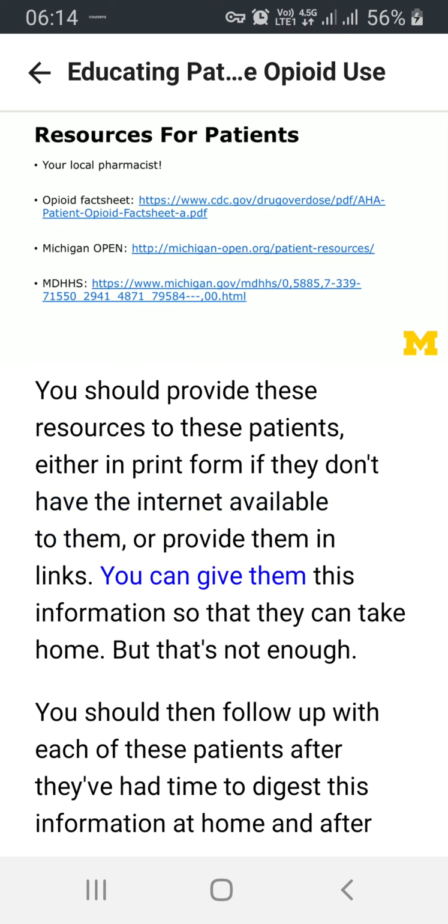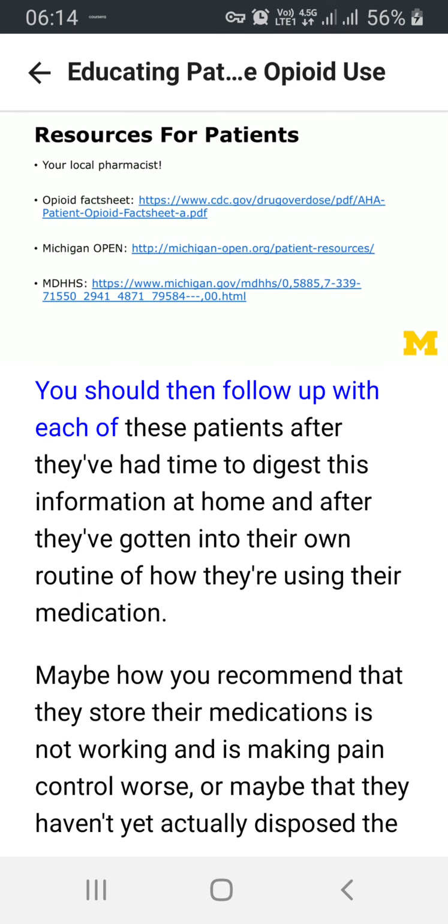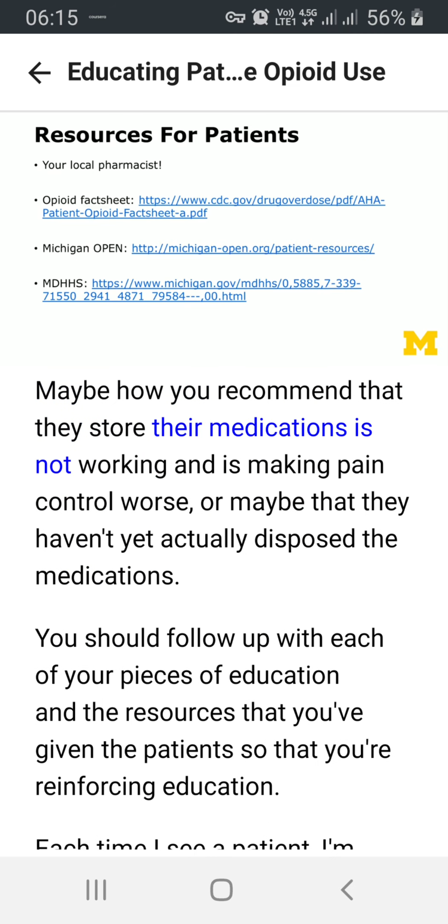You can give them this information so that they can take home, but that's not enough. You should then follow up with each of these patients after they've had time to digest this information at home and after they've gotten into their own routine of how they're using their medication. Maybe how you recommended they store their medications is not working and is making pain control worse, or maybe that they haven't yet actually disposed of medications.